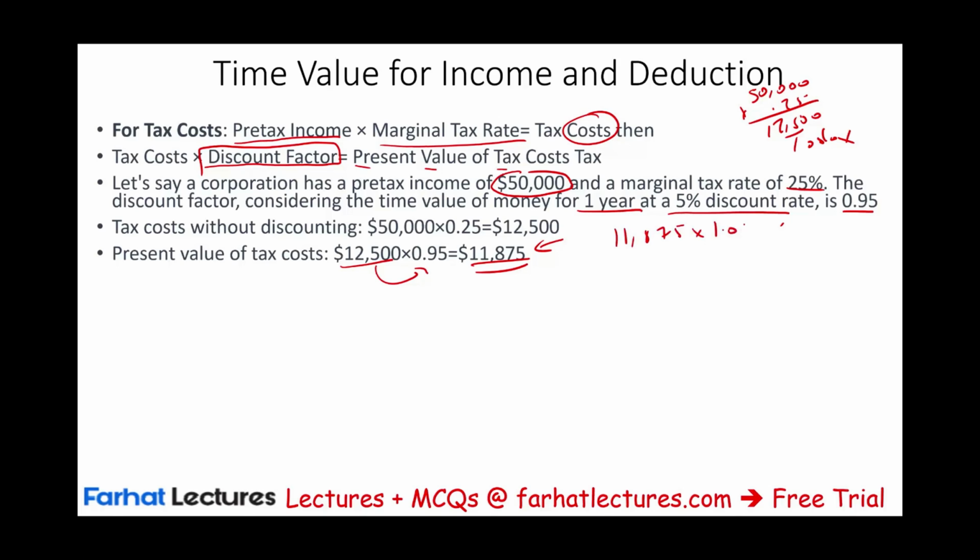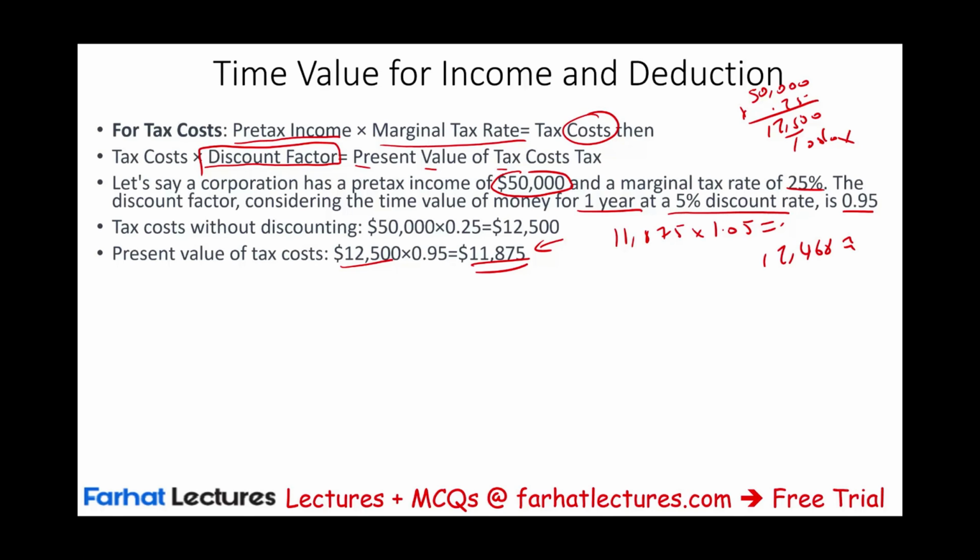What we're saying is, if we take this amount today, 11,875 multiplied by 1.05, we will have a year from now 12,468, which is approximately 12,500, because the factor is 0.95. Maybe it's a little bit higher due to the rounding we're doing with 0.95. But this is what we mean.